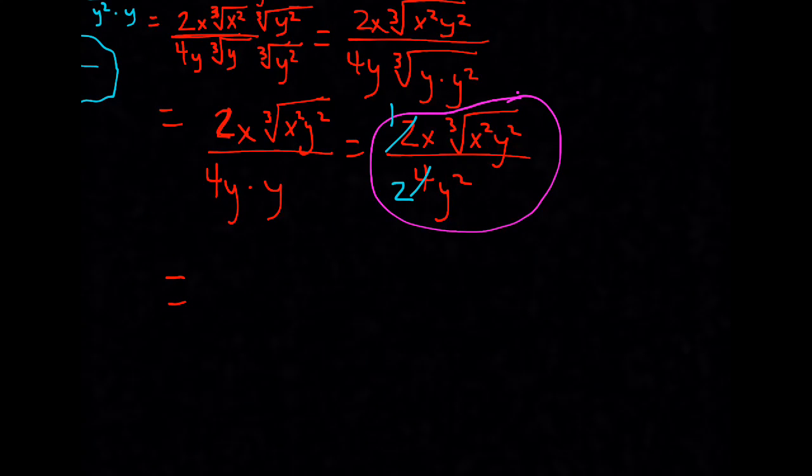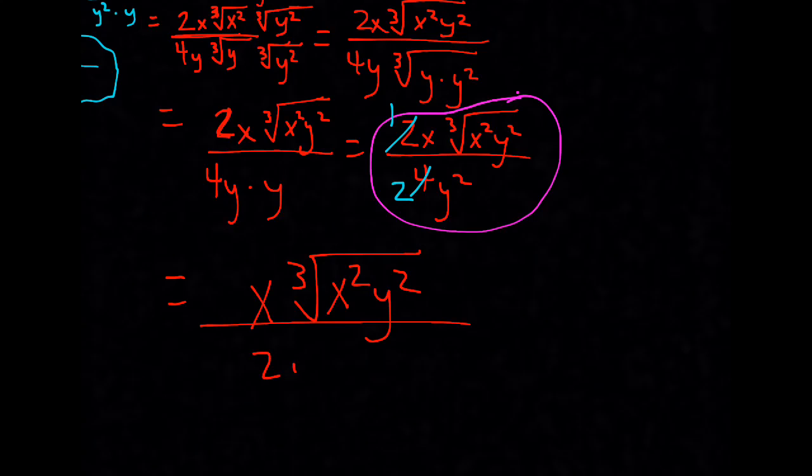So you should also be aware that your answer could be x, because 1 times x is just x. So I could write the 1 in front, but I don't have to. I need to write another x. Cube root of x squared y squared over 2y squared.